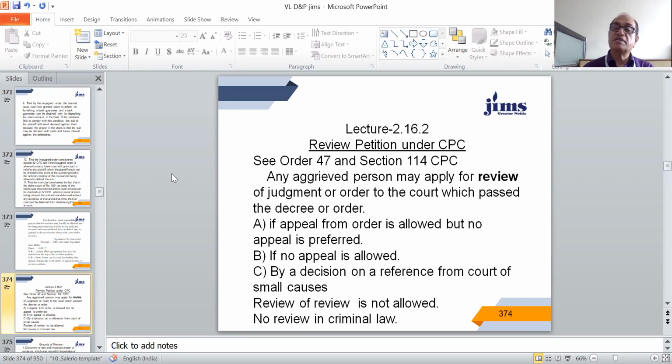But review, dear students, is allowed only once. Review of review is not allowed. And this review is allowed only in civil cases. No review in criminal law. Once you have passed the sentence or you have issued an order of NBW against an accused, you cannot review your order. You can pass a fresh order, but you cannot review your own order under CrPC. But CPC permits you to review your own order under the conditions mentioned in Order 47 and Section 114 of CPC.